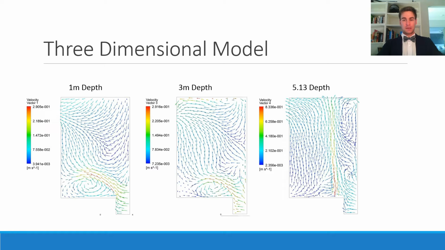The velocity around the bend can be observed to be the highest and most prominent for the 1 meter and 3 meter depth velocity plots. Furthermore, the flow after the bend from the inlet can be seen to decrease in magnitude and produces a vortex. This is vastly different from the two-dimensional model plots.